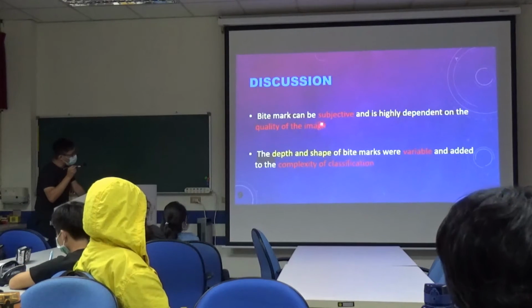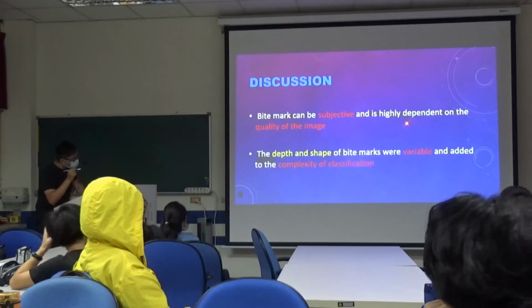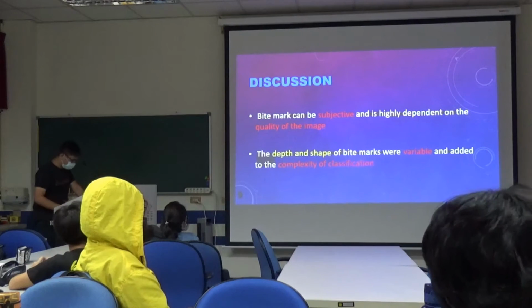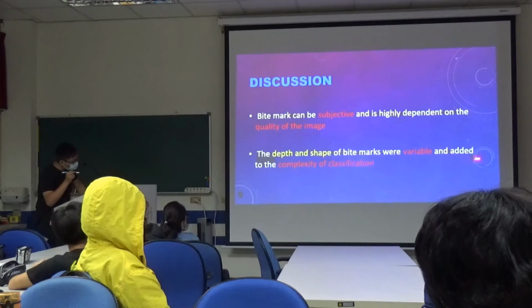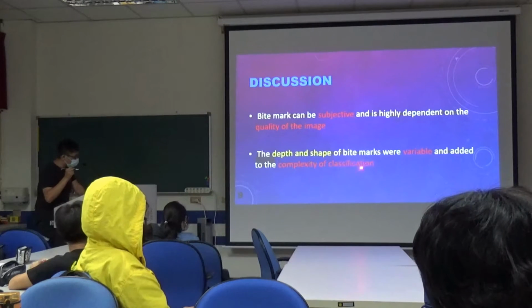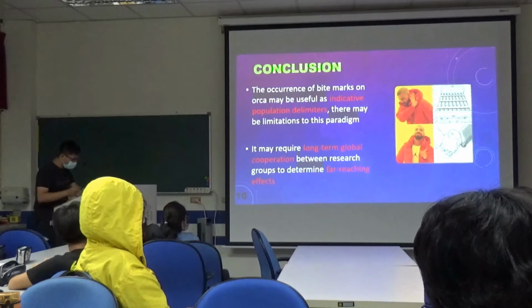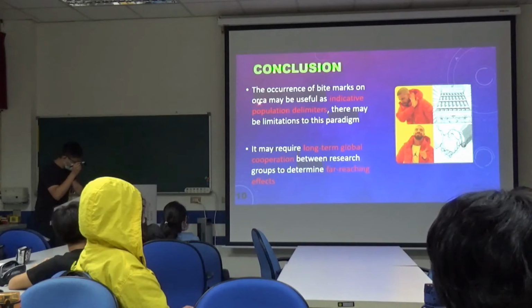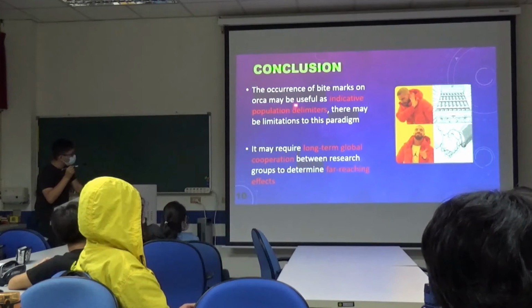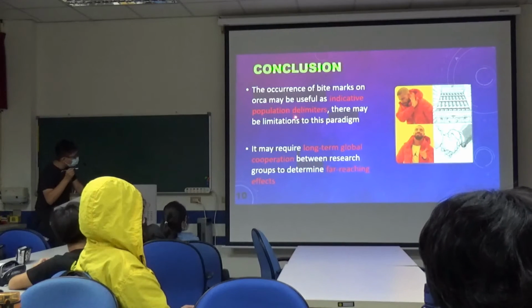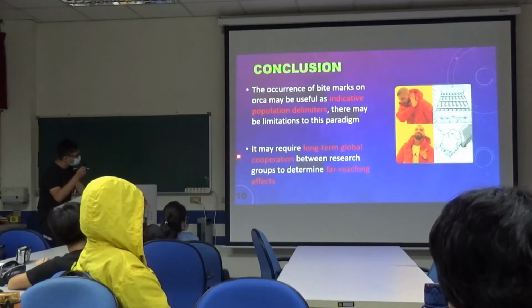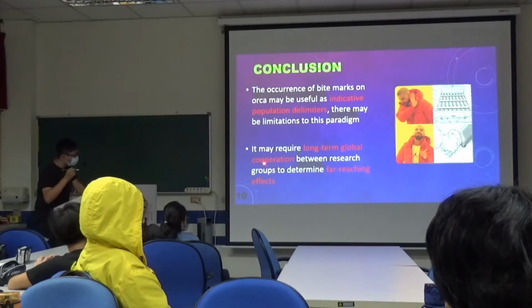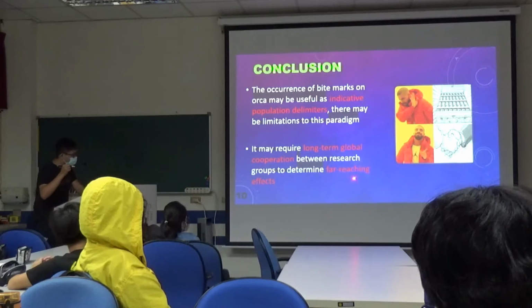So bite marks can be subjective and are highly dependent on the quality of the image. In addition, the depth and shape of bite marks will vary and add to the complexity of classification. Finally, the occurrence of bite marks on orca may be useful as an indicator of population delimitation. There may be limitations to this, particularly. It may include long-term global cooperation between research groups to determine far-reaching effects.